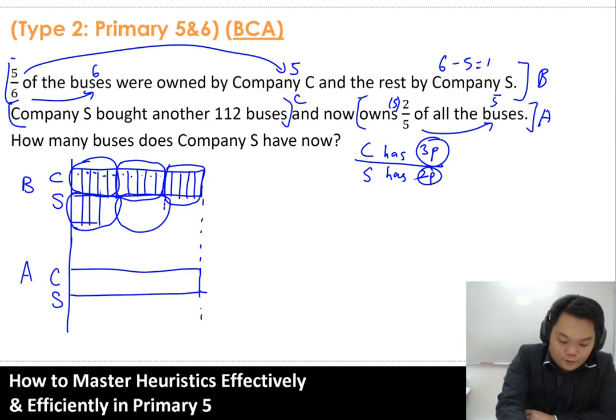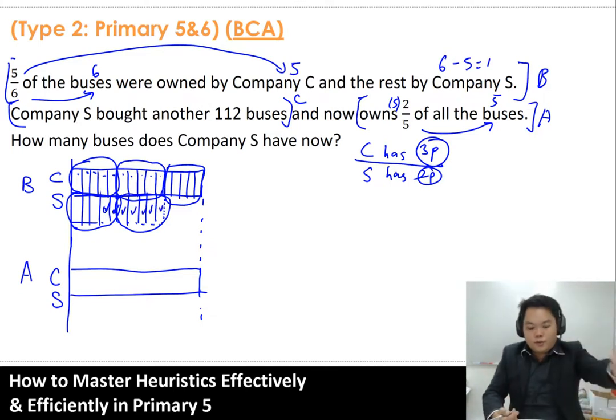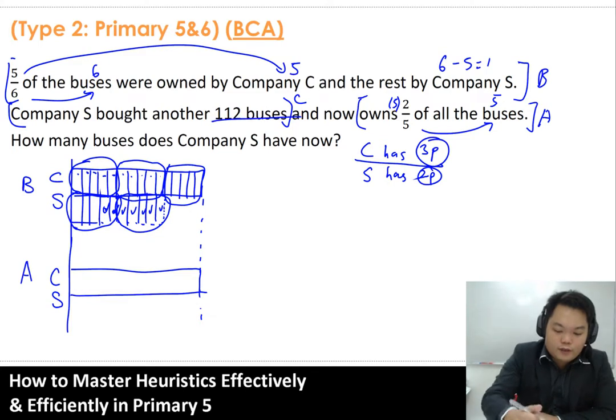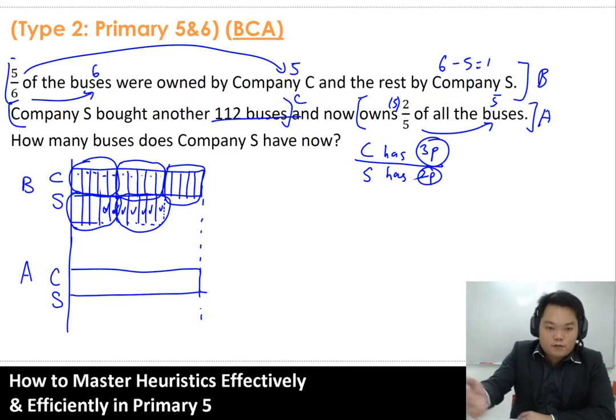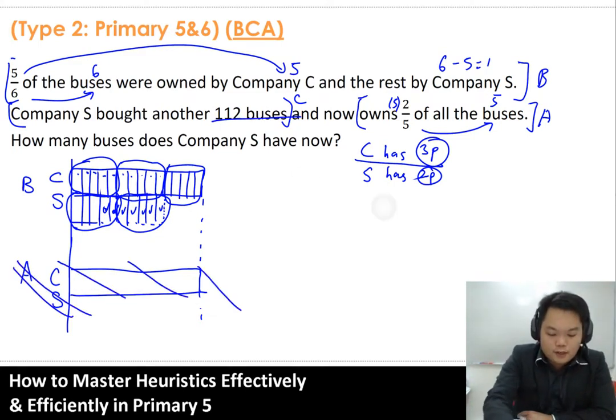Then we can observe that this 112 should come from here. 1, 2, 3, 4, 5, 6, 7. 7 units is this 112 buses that increase. So there's no need for the after model. We know that this is our after result.